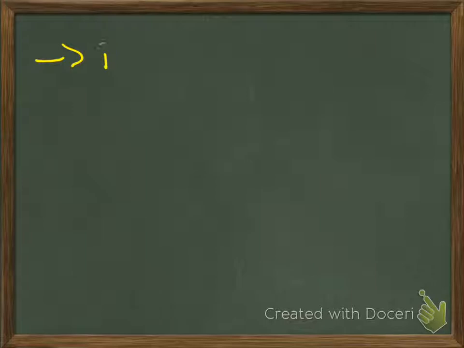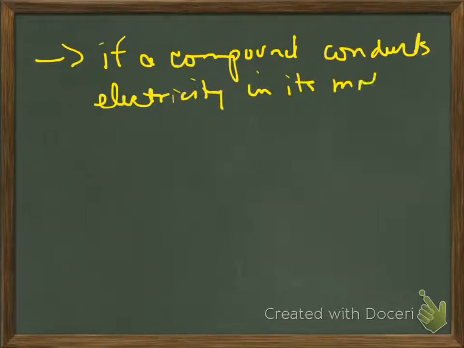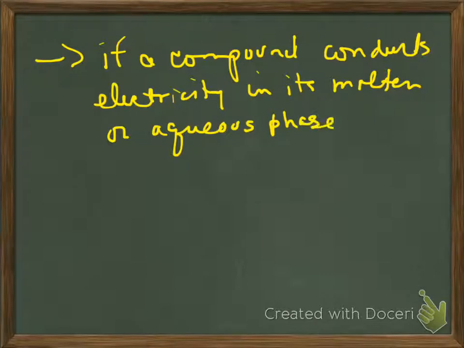So, if a compound conducts electricity in its molten or aqueous phase, it would be considered ionic.